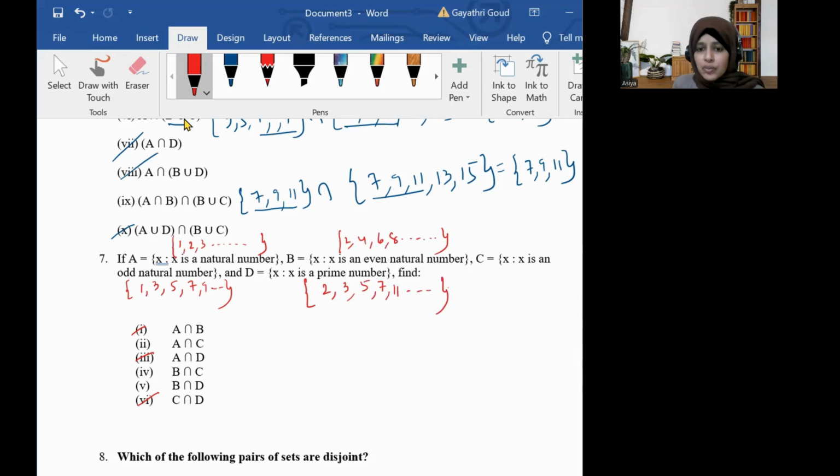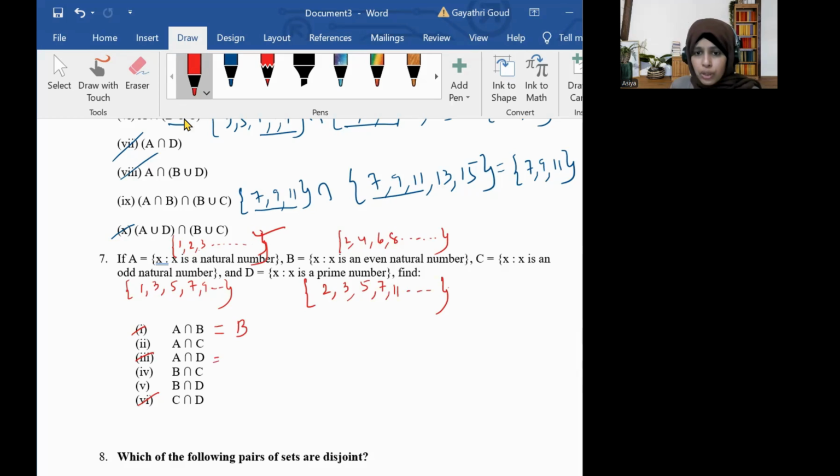Now let's find out A intersection B. What is common in A and B? I think I will have to just write 2, 4, 6, 8. All these elements are present in this set. So A intersection B would be B itself, right? A contains all the elements 1, 2, 3, 4, 5, 6, 7, 8, 9, 10. B contains only even numbers. So even numbers are already present in my natural numbers. So the answer would be B itself.